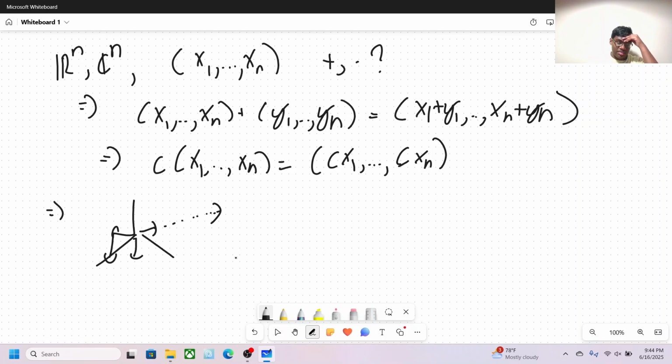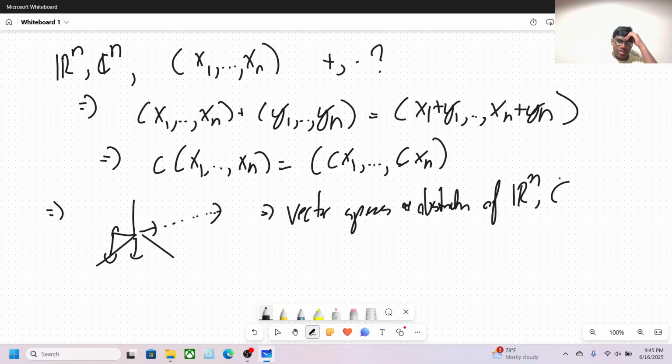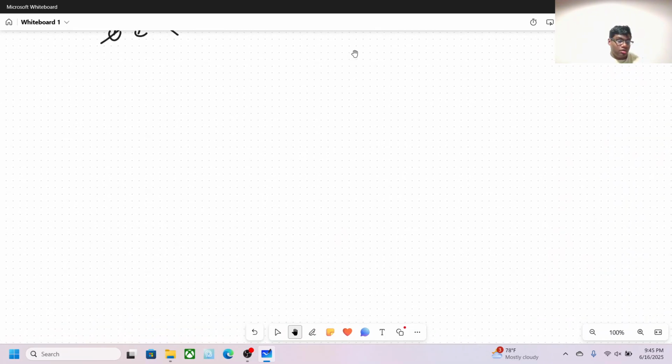And so this is sort of the prototypical example. We can't really visualize C^n. And this is sort of natural. And in fact, vector spaces really can be thought of as an abstraction of R^n, C^n. And we'll maybe formalize this more in a second. So what are some other examples?